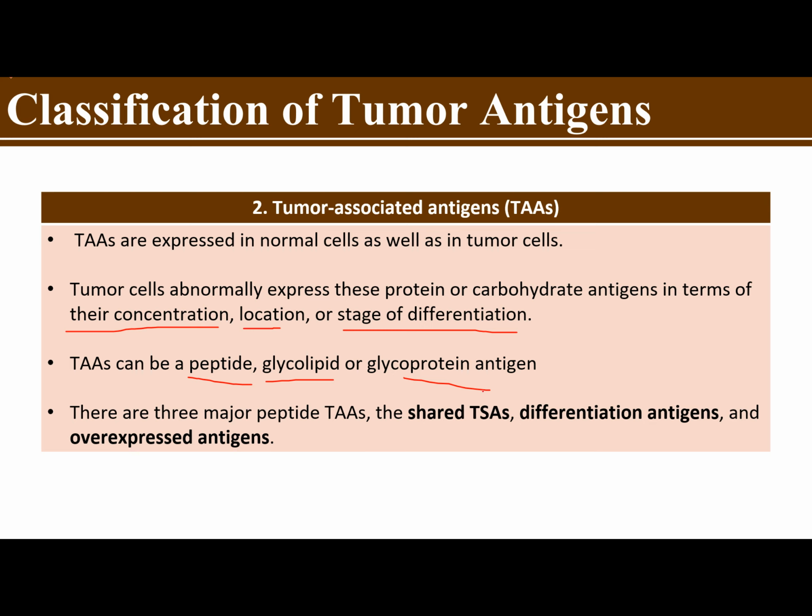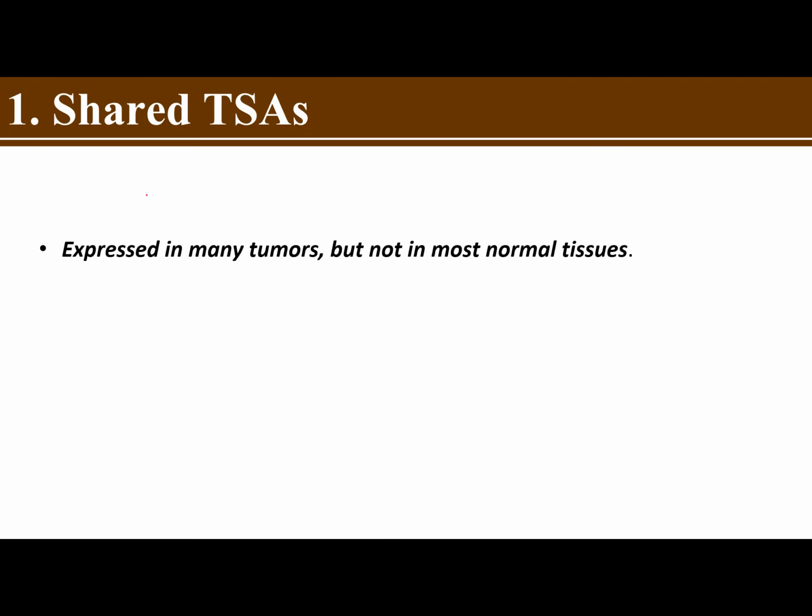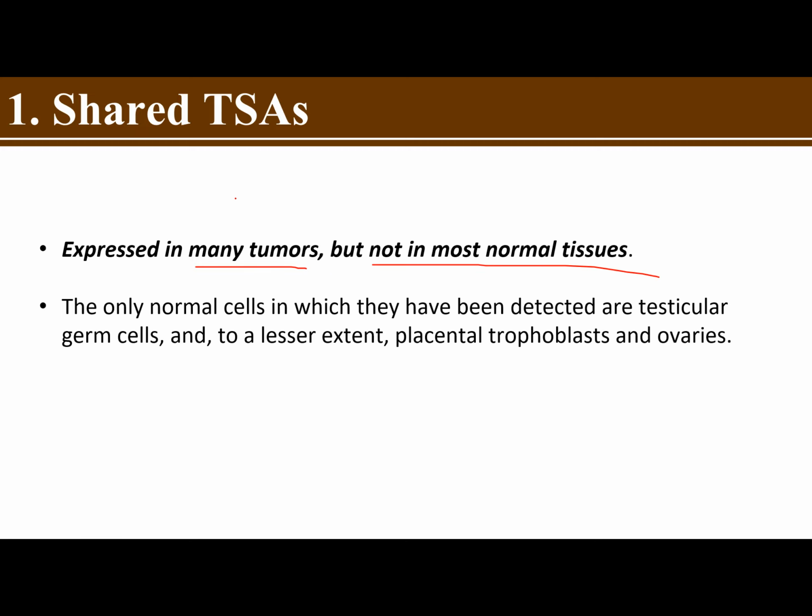Now, there are three major peptide TAAs, class: the shared TSAs, differentiation antigens, and the overexpressed antigens. Let's start with your shared TSAs. Now, shared TSAs are expressed in many tumors but are not found in most normal tissues. So they tend to be present only in cases wherein there are tumors. You will not find them in normal tissues.